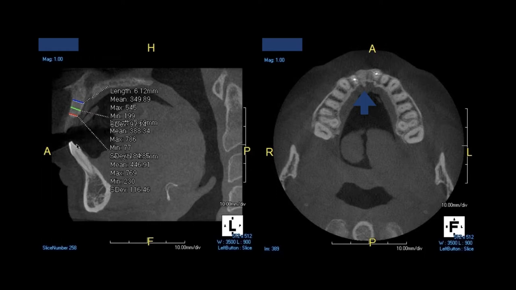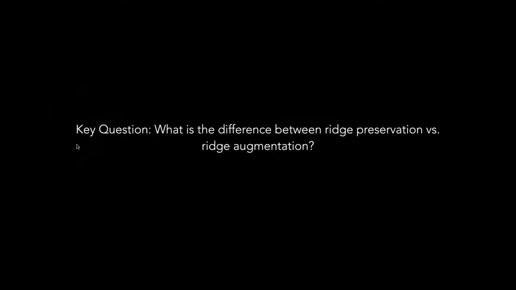Okay. And so you can see the CT scan, we have plenty of bone for implant placement, about 5 to 6 millimeters, and we will do a soft tissue graft just to plump up that facial later on. Okay. So the key question is, what is the difference between ridge preservation and ridge augmentation? And the truth is that the last case that you saw, some people would consider that a ridge augmentation. And the general difference is that if you're grafting within the original, what you thought the alveolar housing would be, that's ridge preservation. If you're grafting outside of that, it's ridge augmentation.